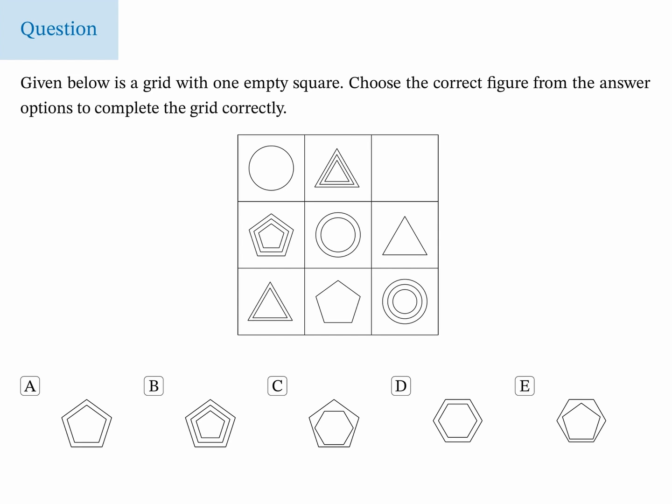Here we go. I'll mention very quickly that the question text, once again, is the same as it was before. It just says, given below is a grid with one empty square. Choose the correct figure from the answer options to complete the grid correctly. This one's a bit more involved, so I'll give you some time to think about it.